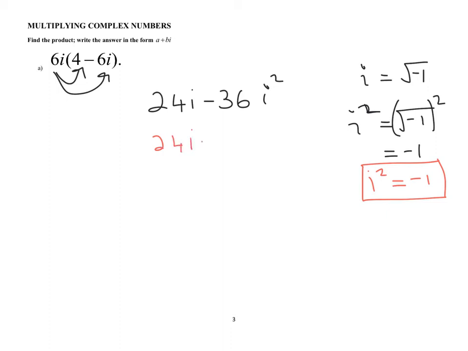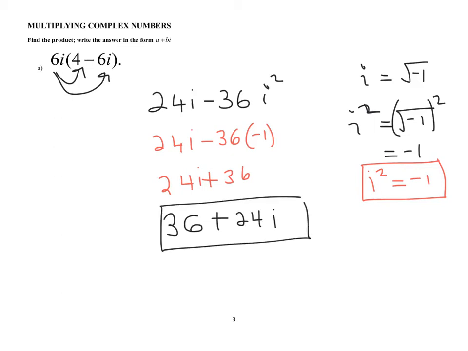So this becomes 24i minus 36, and this is negative 1. So that means we get 24i plus 36. Usually you're supposed to write the answer in standard form, so we always start with 36 plus 24i. So that's the answer right there.